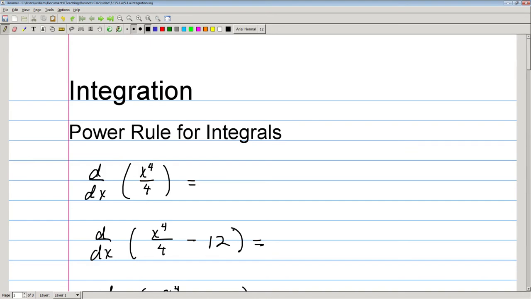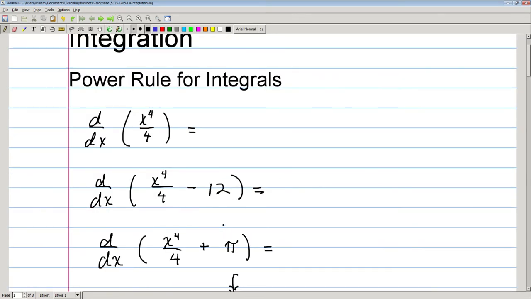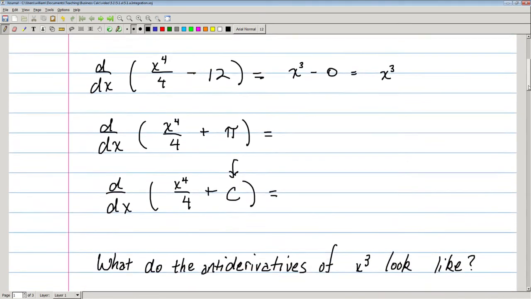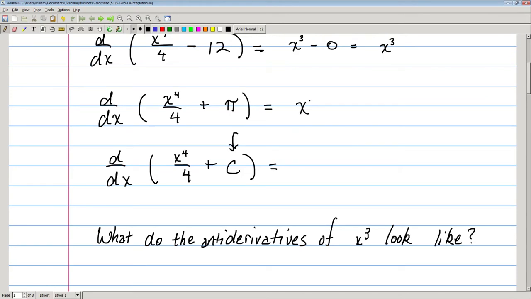So the power rule for integrals is found by performing the opposite of the derivative of a polynomial term. The derivative of x to the fourth over 4 would be 4 times x cubed divided by 4, and 4 divided by 4 is a 1, so we're left with x cubed. And the derivative of x to the fourth over 4 minus 12 would be the derivative of x to the fourth over 4 minus the derivative of 12, and so we have x cubed again. The derivative of x to the fourth over 4 plus pi would be x cubed plus 0.